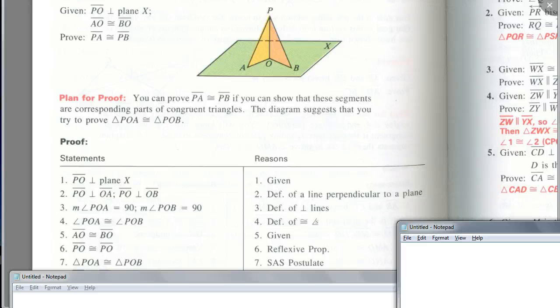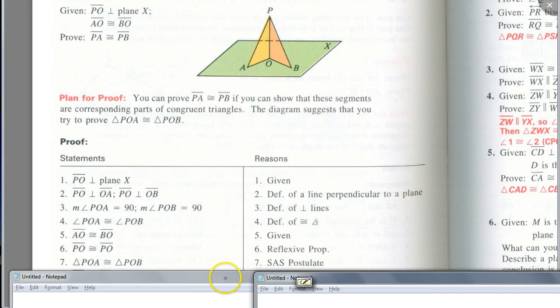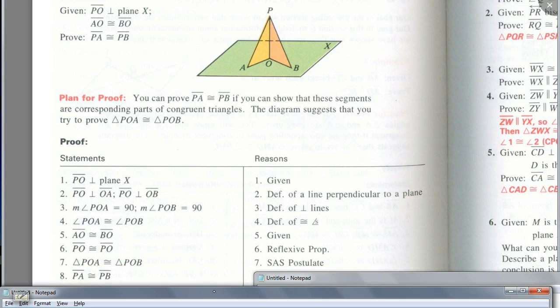Okay? How about Yechan? Exactly right. What's your reason? No. If you have corresponding parts, that doesn't mean that they're congruent. You have to have something first. Corresponding parts of what? Oh, the triangle. What kind of triangle? Congruent triangles. So say it again. It's got to be corresponding parts of congruent triangles.